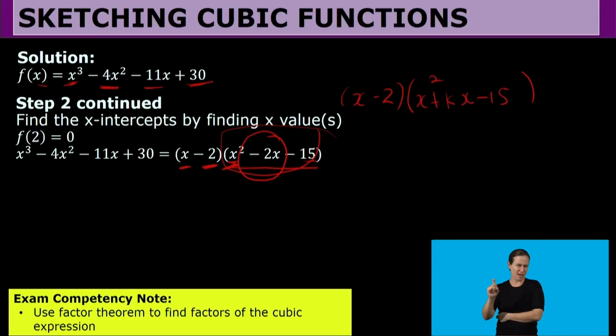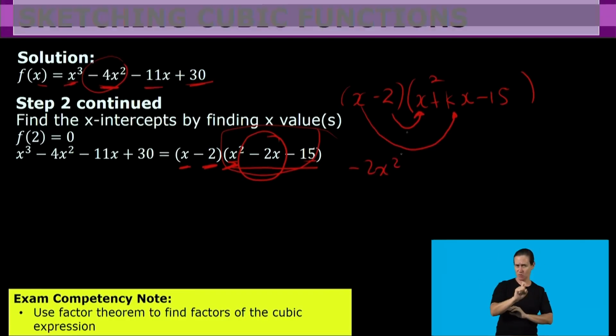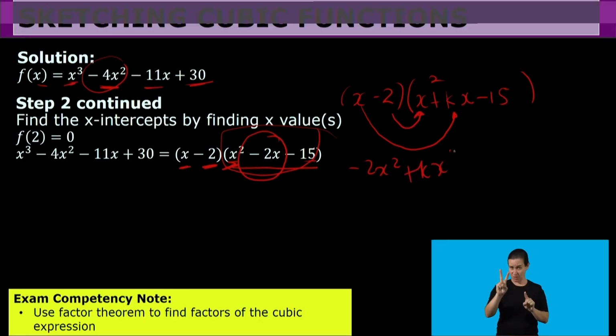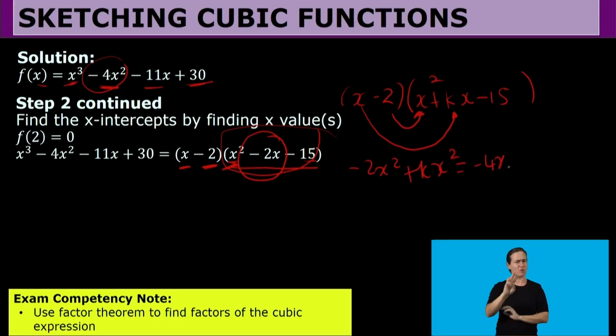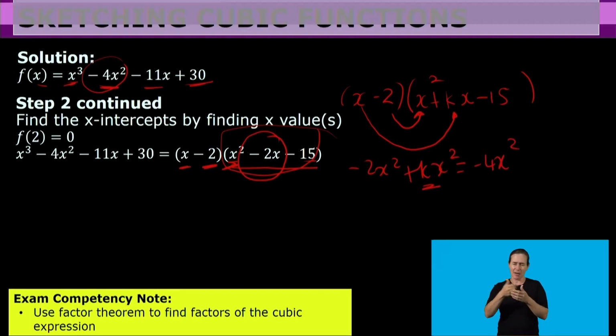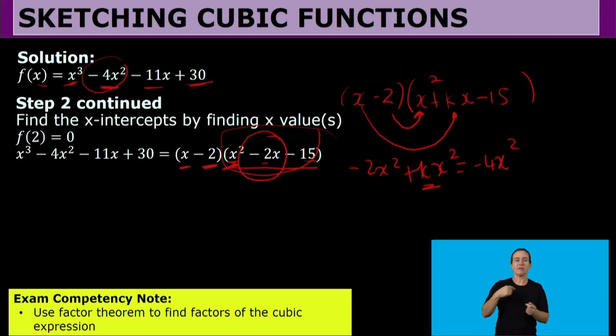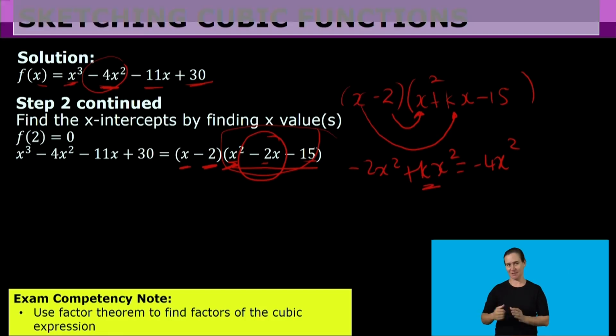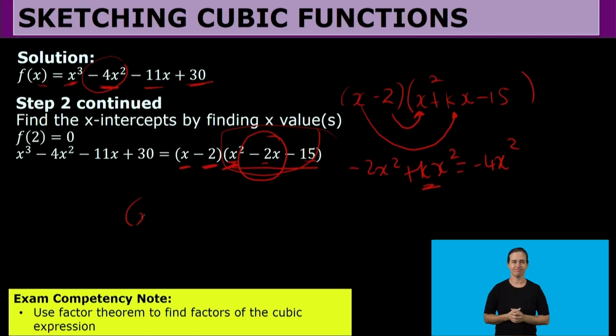Okay, and then I multiply the terms together that will equate to minus 4x squared. So it's minus 2 times x squared and then x times kx. So minus 2x squared plus kx squared must be equal to minus 4x squared. And in that way, I solve for k and I see that the middle term is minus 2. Once you've got that bracket, we can factorize our quadratic.